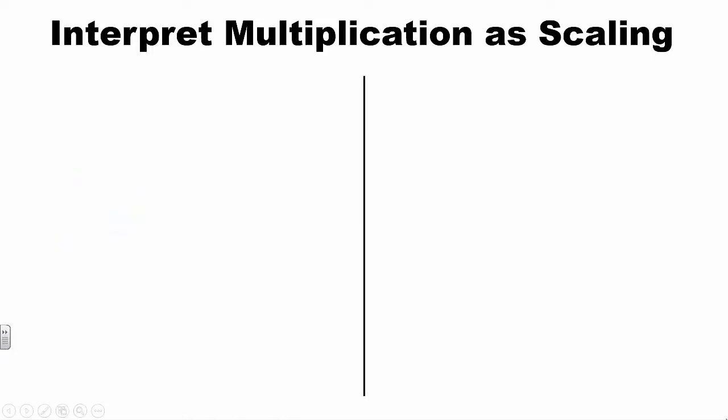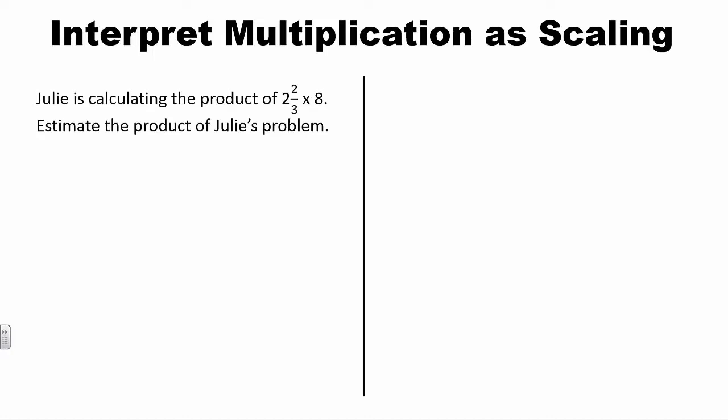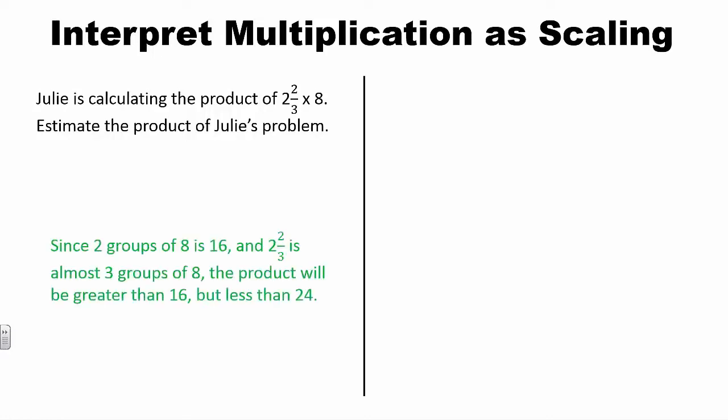Standard NF5 also calls for students to explain the results of multiplying a fraction by a number greater than or less than 1. For example, Julie is calculating the product of 2 2/3 times 8. Estimate the product of Julie's problem. Since 2 groups of 8 is 16 and 2 2/3 is almost 3 groups of 8, the product will be greater than 16, but less than 24.